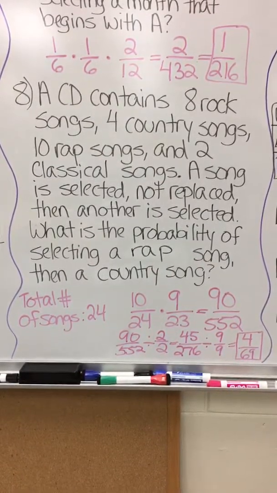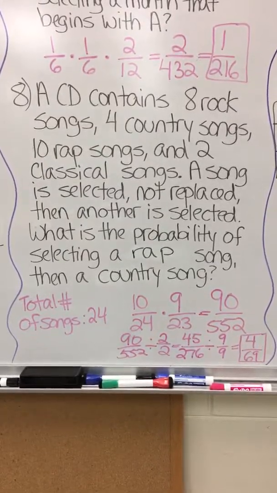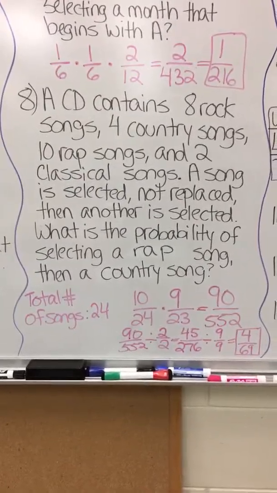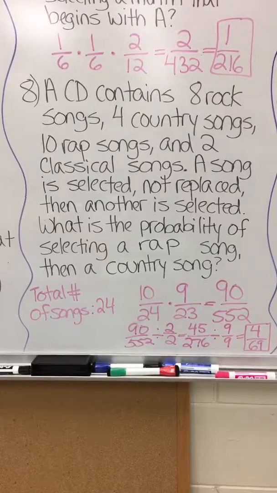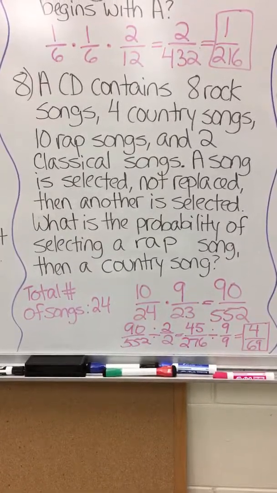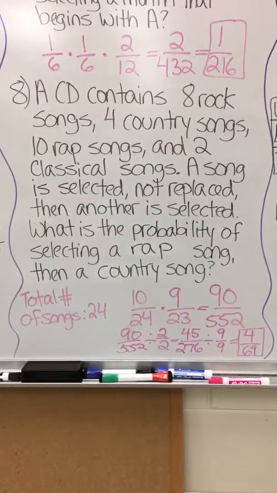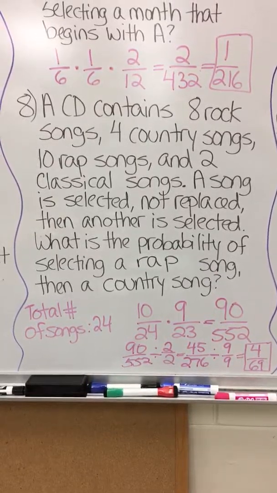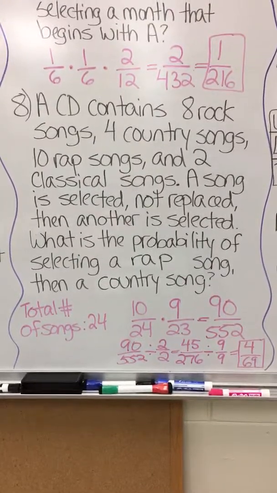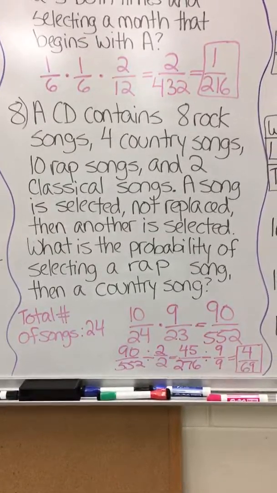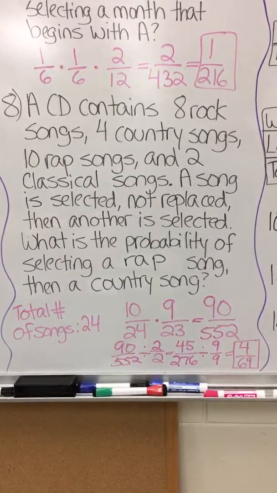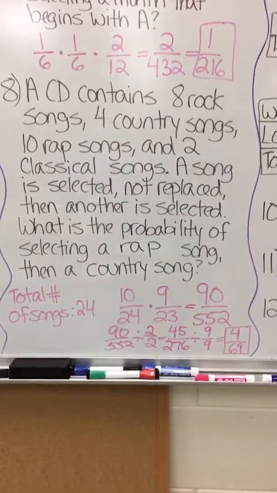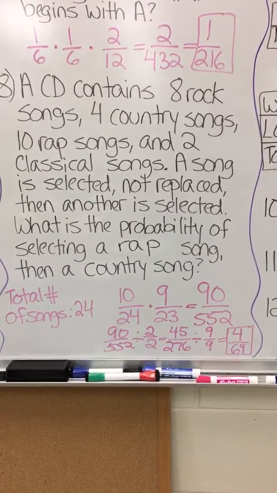So when we add all those songs up, the total number of songs is 24. For our first probability, we select 10 out of 24 because there are 10 rap songs out of a total of 24. That's our first selection. Then since we are taking that song out, our next probability has to be 1 less on top and 1 less on the bottom. So it is 10 over 24 times 9 over 23. See, we're taking 1 from the top and 1 from the bottom. That gives you 90 over 552.